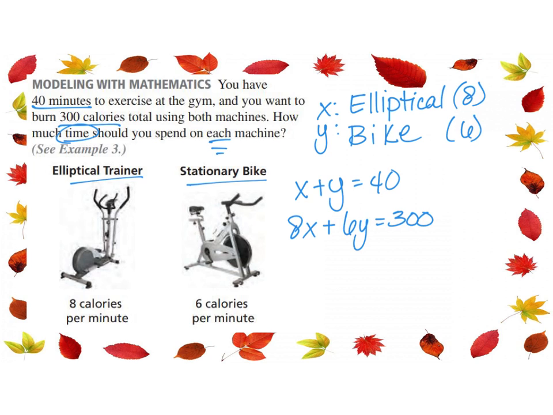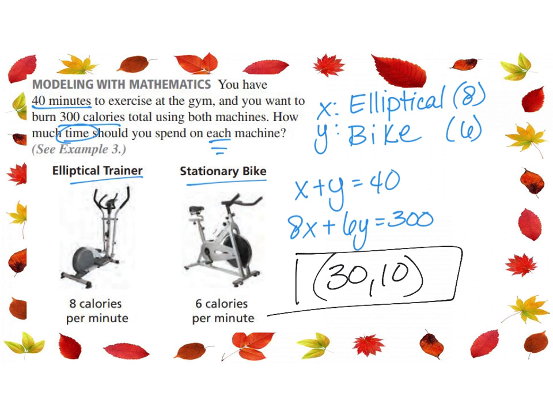Now, we could graph this by hand. There are other ways to solve, but today we're going to solve by graphing. So that means my solution is 30, 10. So how many minutes are we spending on the elliptical? 30 minutes. And then how many minutes are we spending on the bike? 10. Good. And then you can also check that. 30 plus 10 is 40.